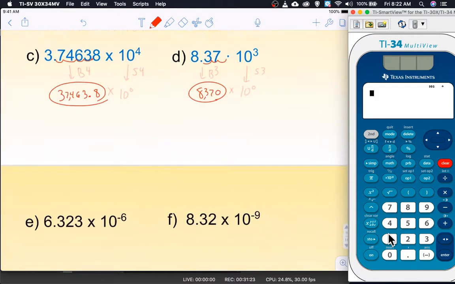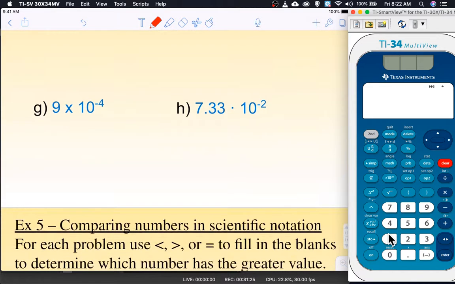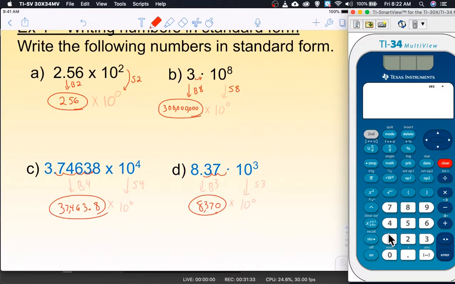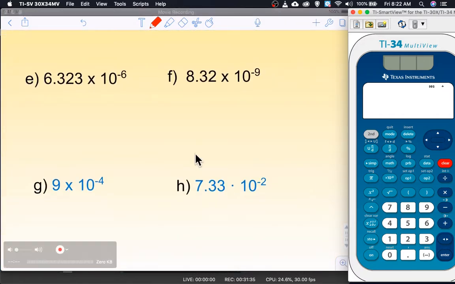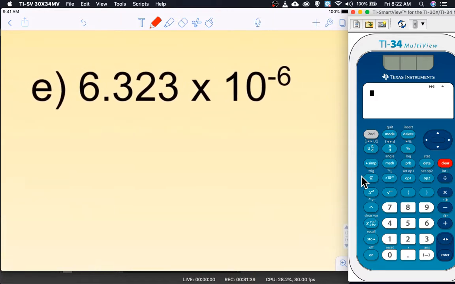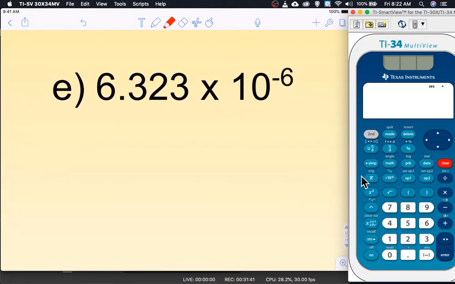I thought those were done. Now I think this is the end, or very, very close to it at least. So the difference between those problems and the problems we're doing now is the exponents are negative. So that just means we're going to end up moving the decimal a different direction. But the process is the same.